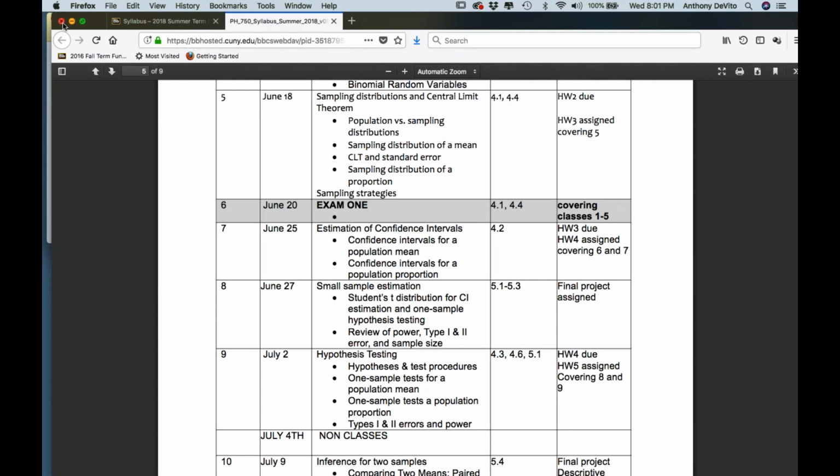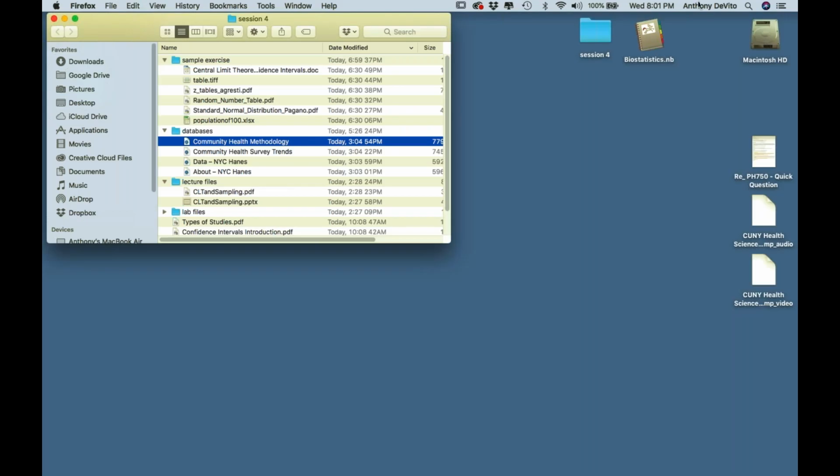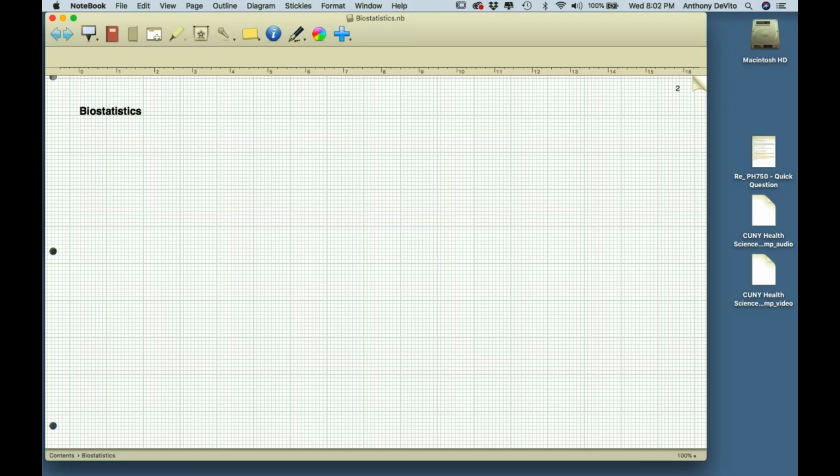So I am going to move this, close this, get this out of the way, open up a blank sheet of paper, and good, I'm glad you guys are back there. I can see you're back. Okay, confidence intervals.